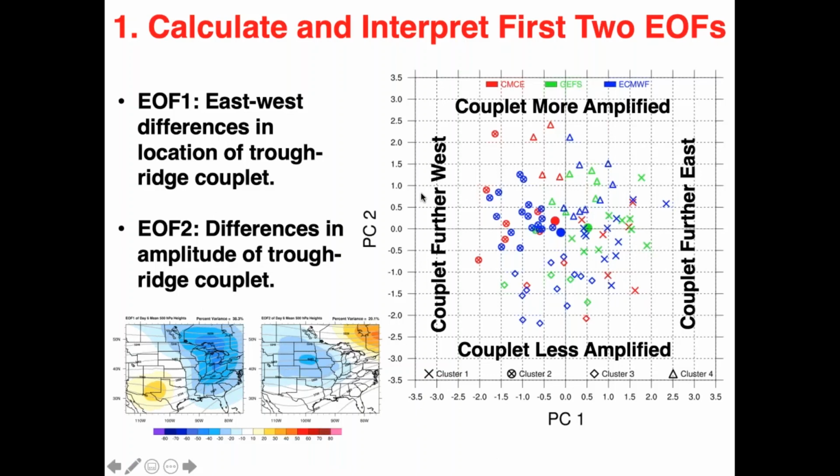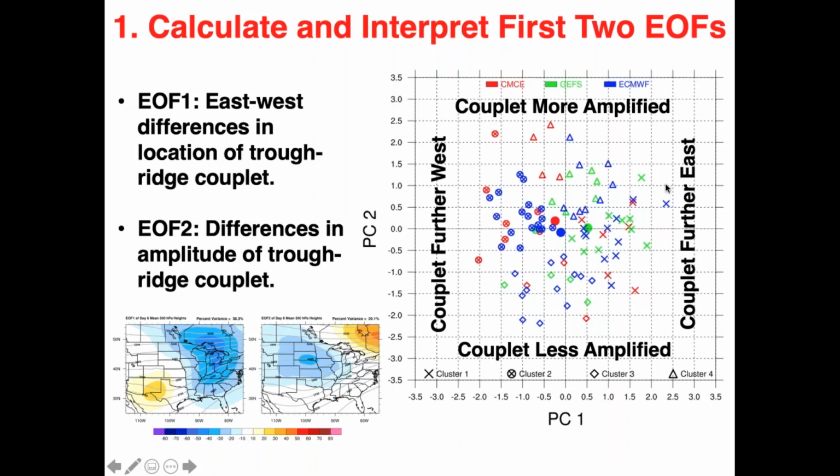Next, what you can do is, as I said earlier, each ensemble member will have a principal component for those two EOFs, which tells you how much that ensemble member resembles that given EOF pattern. And that's what we have here. We have the principal components along the x-axis for EOF1 and the principal components for EOF2 along the y-axis. I have all 90 ensemble members from the Canadian, the GEFS, and the European ensemble plotted on this PC1, PC2 phase space, where the red shows the Canadian ensemble members, the green shows the GEFS ensemble members, and the blue is the European ensemble members.